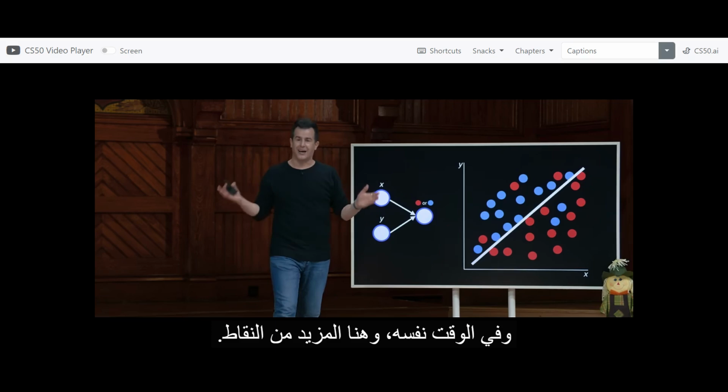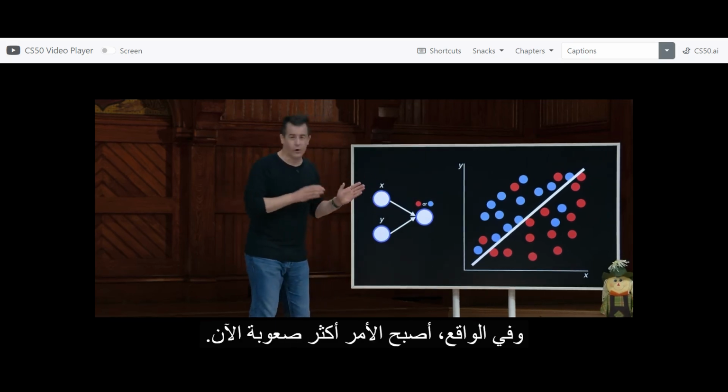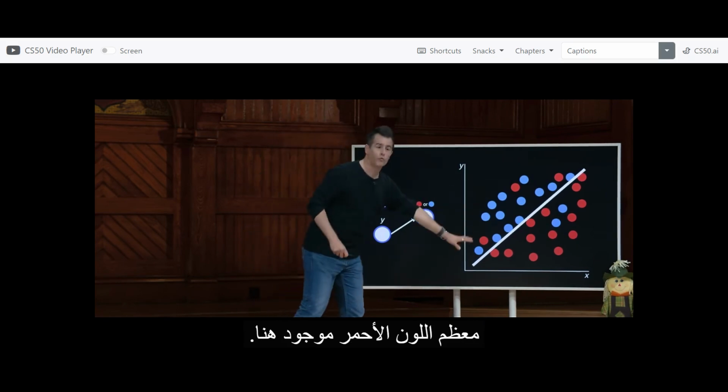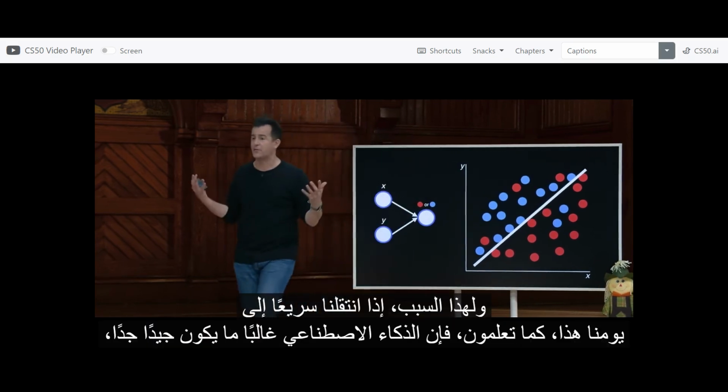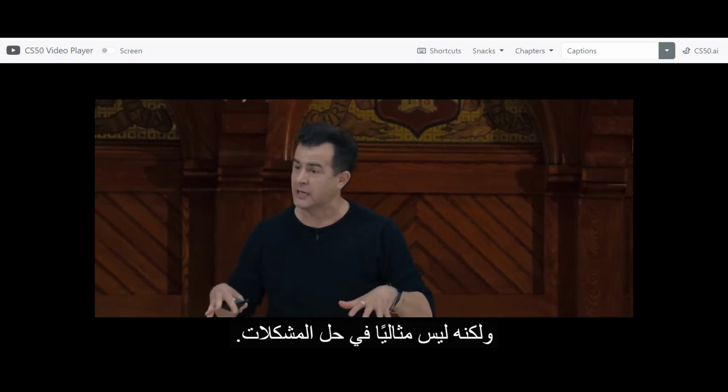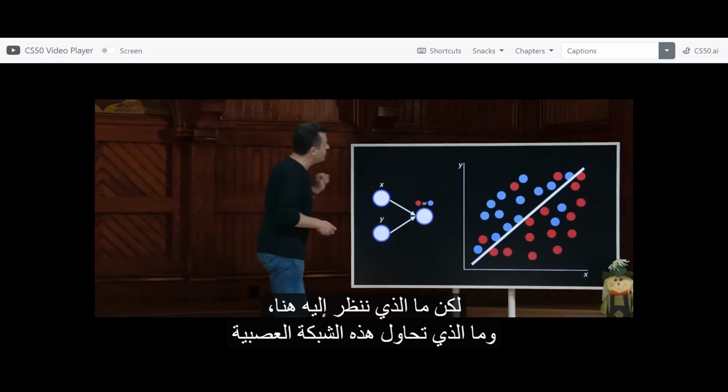Meanwhile, here's even more dots. And it's actually getting harder now. Like this line is still pretty good. Most of the blue is up here. Most of the red is down here. And this is why, if we fast forward to today, AI is often very good but not perfect at solving problems. But what is it we're looking at here?